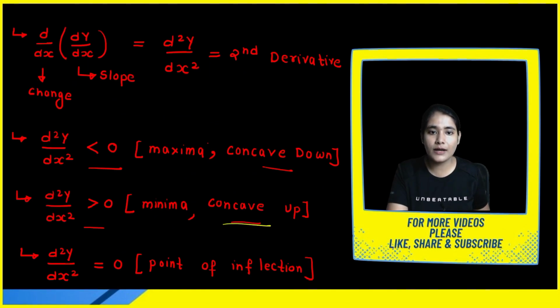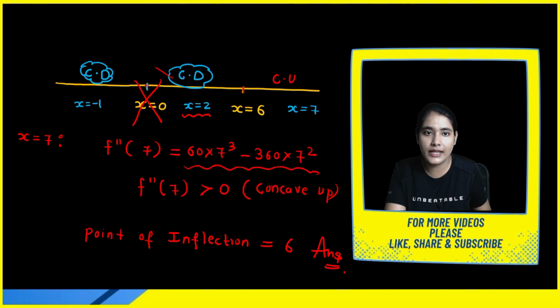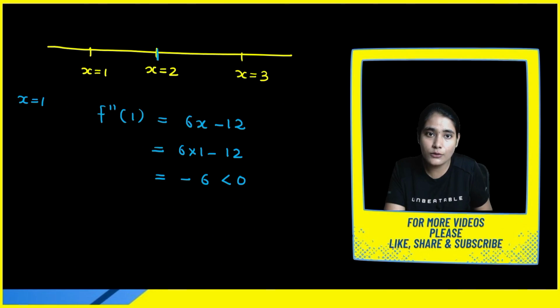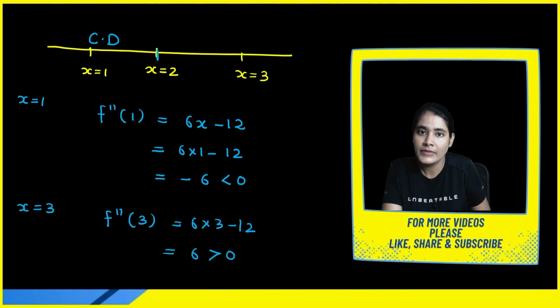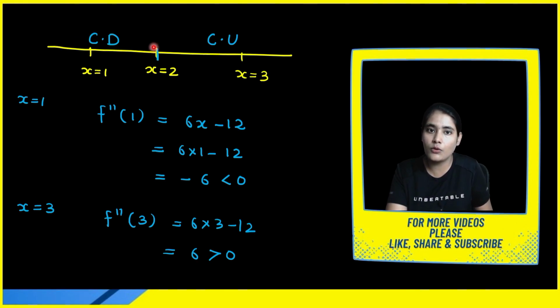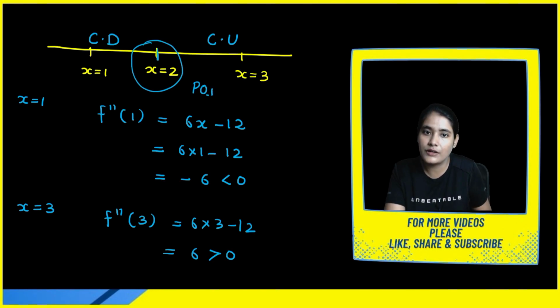If it is less than 0, what are you getting? Concave down condition. If the double derivative is less than 0, then you are going to get concave down. It means before x is equal to 2, we are getting concave down. Now it is time to check at x is equal to 3. The double derivative at x is equal to 3 is 6 into 3 minus 12, 18 minus 12 becomes 6, which is greater than 0. So after 2, you are going to get concave up. My dear student, you can easily understand, before 2 we are getting concave down, after 2 we are getting concave up, there is a concavity change. So yes, this is my point of inflection.